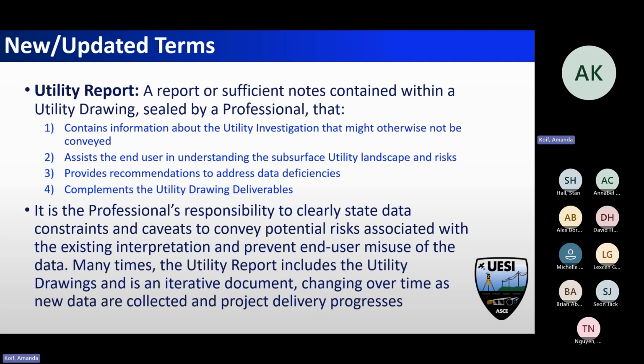So it's a professional's responsibility to clearly state the data constraints and caveats to convey potential risk associated with the existing interpretation and prevent the end user from misusing the data. So if you only did a level D, make sure that's in the report. If you were only asked to do level D, they take that because it's in MicroStation, and now they're going to use that for design. You probably shouldn't be using level D information for design. So you need to clearly convey that you shouldn't be using this for construction, or additional information should be required.